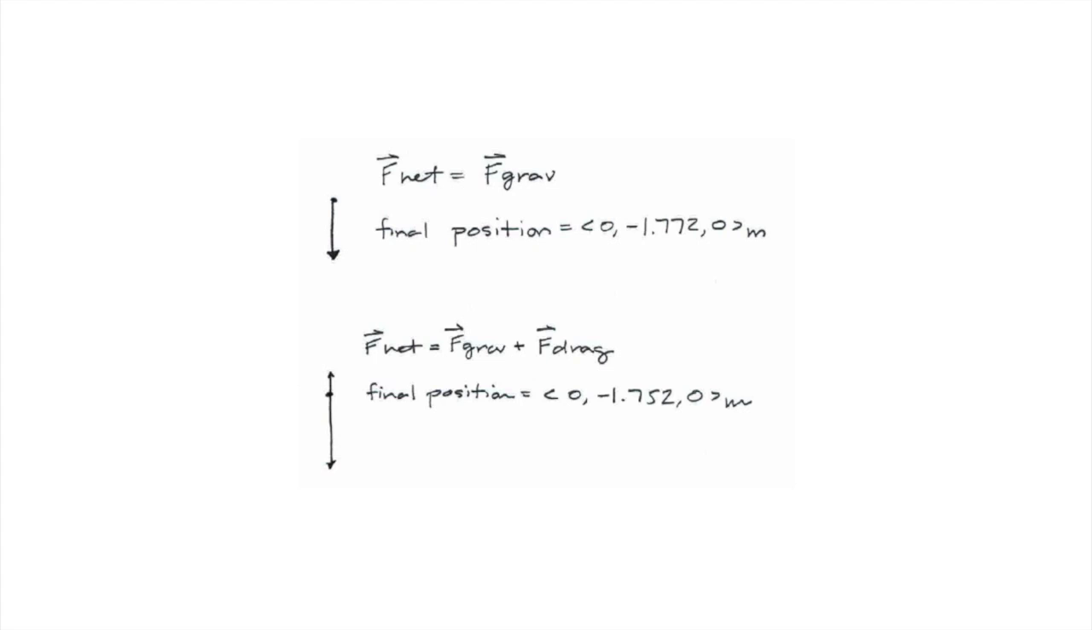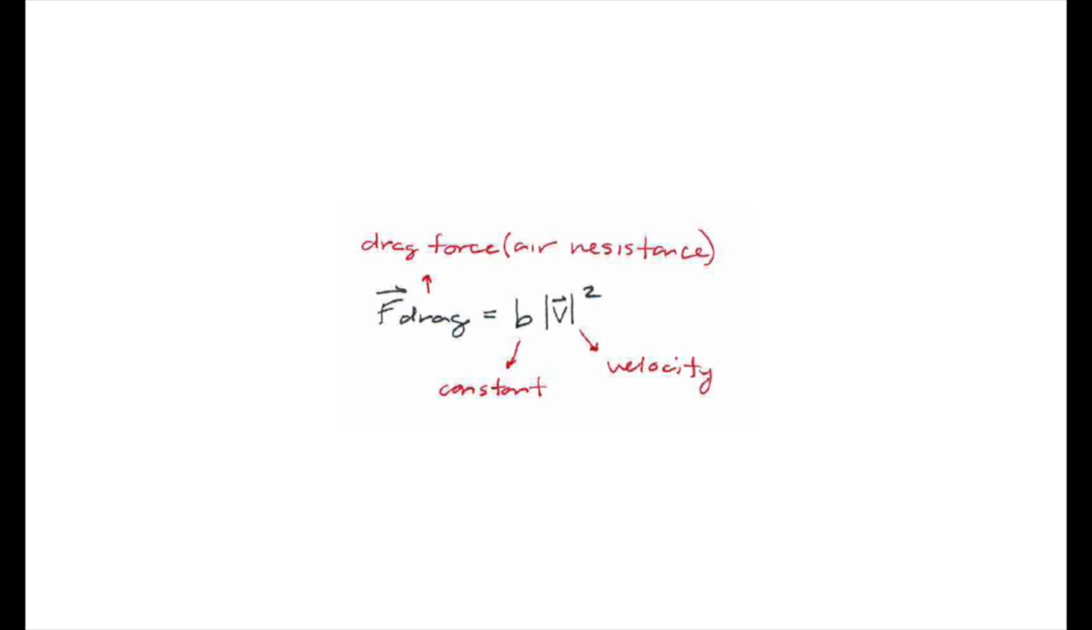This is negative because the force is acting in the negative direction. For the first computational model without the air resistance, the final position of the object is negative 1.772 meters in the y component, which is a further distance from the experimental model of negative 1.752 meters in the y component. These two final positions are close but not exactly the same, and this is because when the net force is only the gravitational force, it is not really the net force acting on the object.